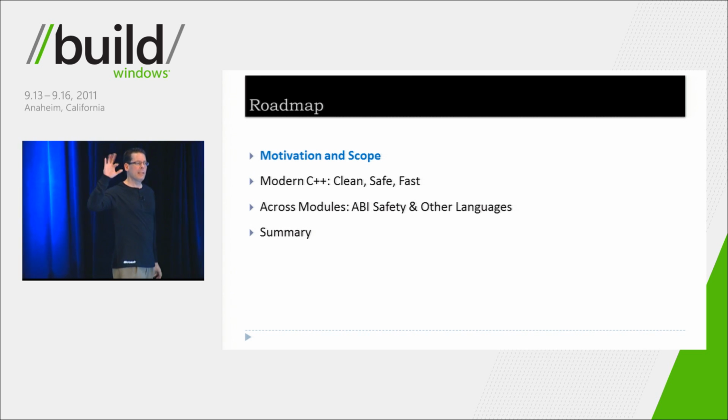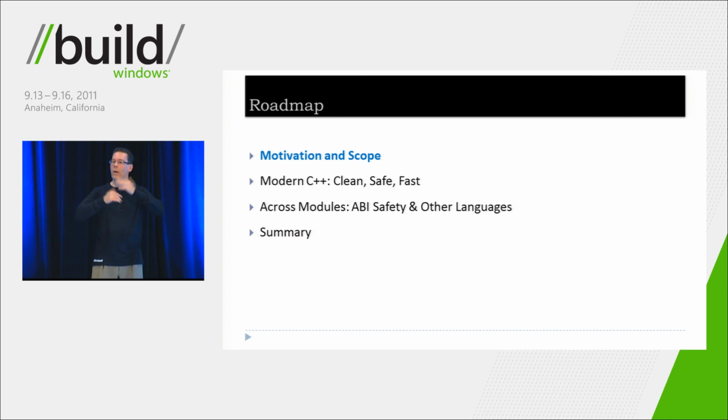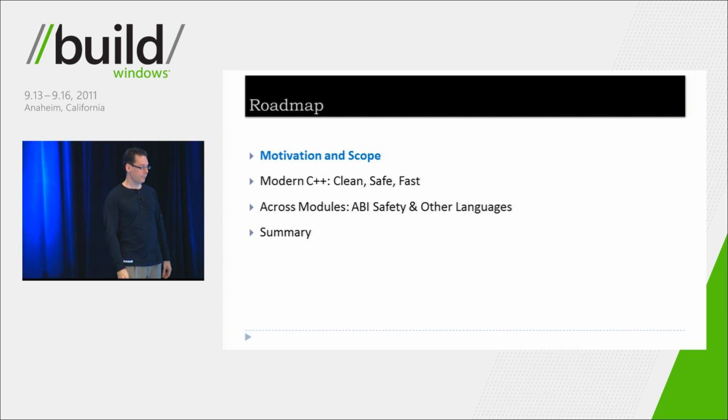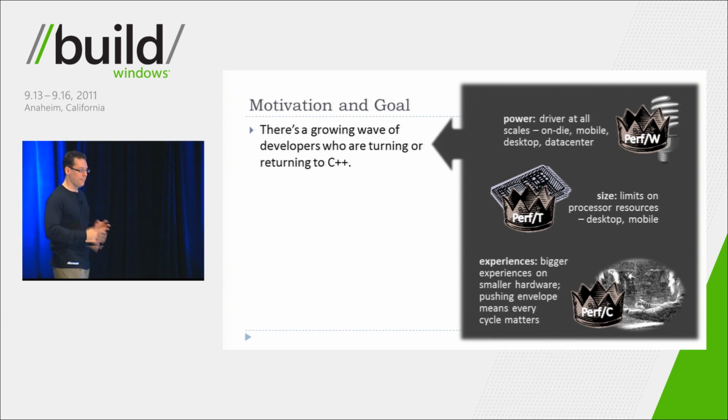So the motivation I'll talk about, then I'll talk about why modern C++ can be viewed this way. And then just a couple of slides at the end talk about what do you do when you want to go outside of C++ across module boundaries to talk to other languages, or even to C++ code not compiled with your same compiler. So first, the motivation.